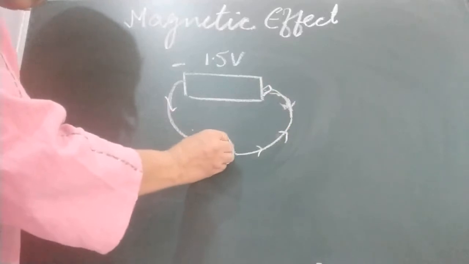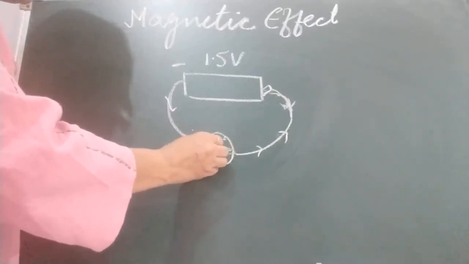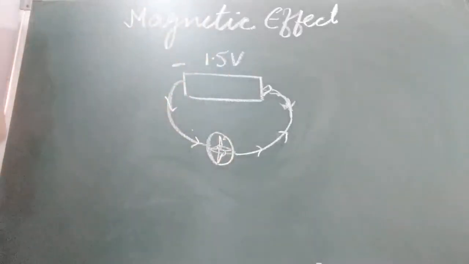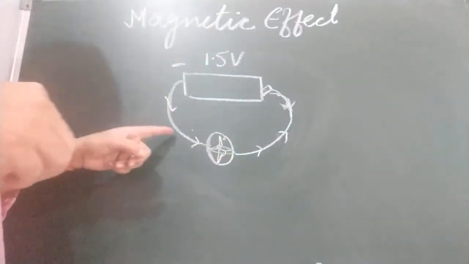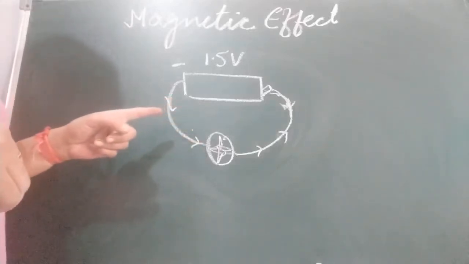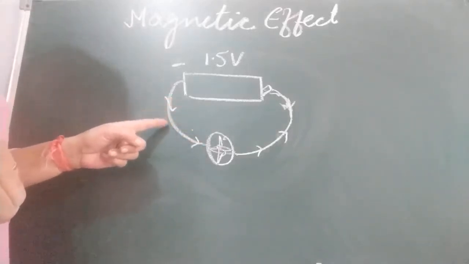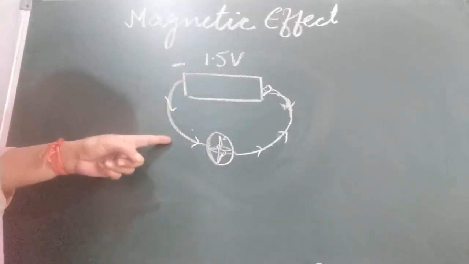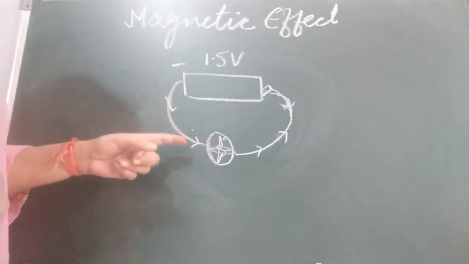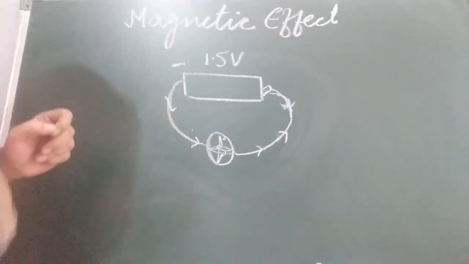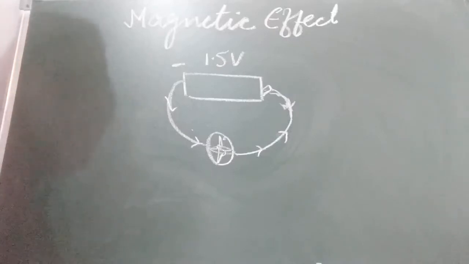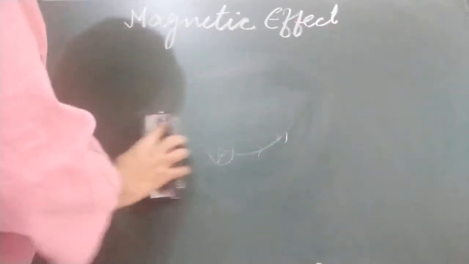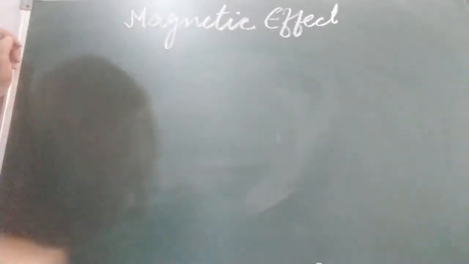And we will see the needle, first it was in this position, now it is deflected. So what does this deflection tell us? That when current starts passing through the wire, it behaves like a magnet, and therefore the magnetic needle of the compass is deflected. So now we have proved that there is a magnetic effect of electric current. Now I am going to tell you more about electromagnets.